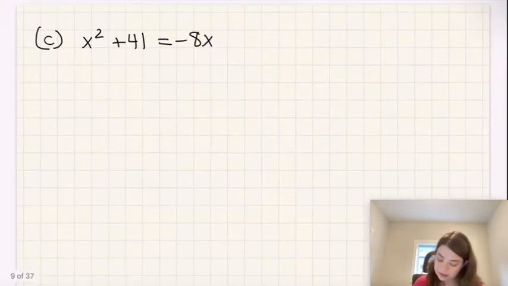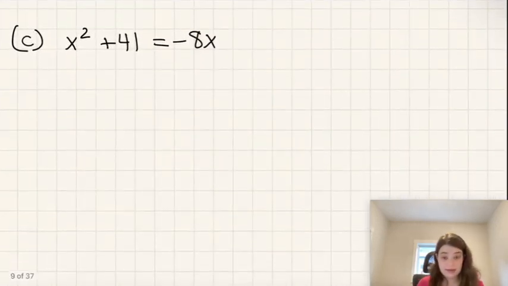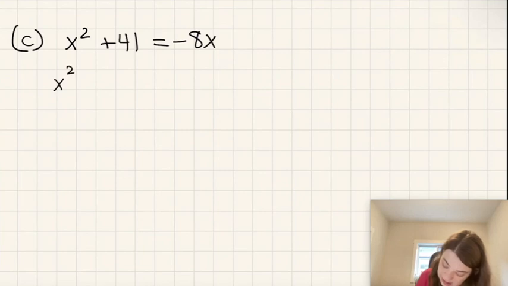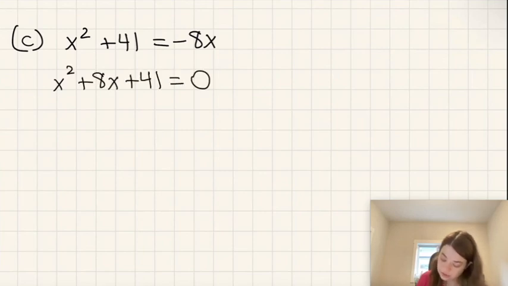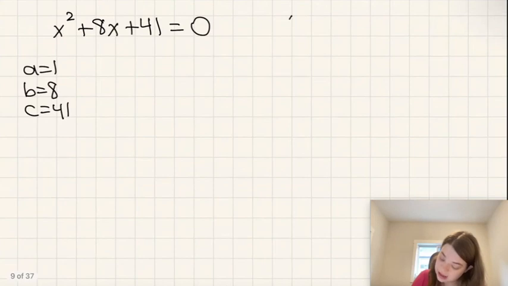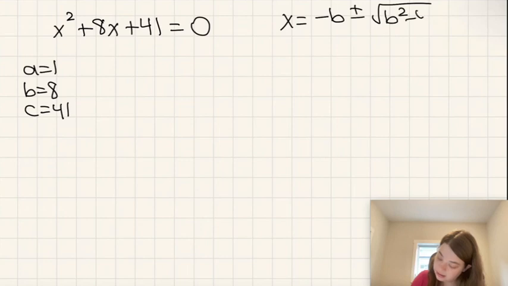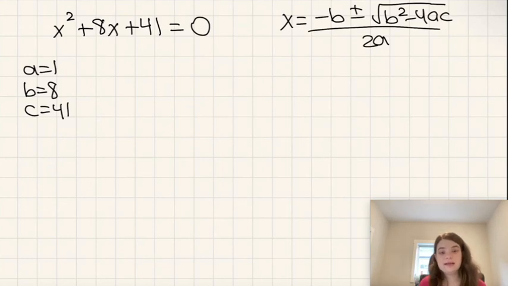All right, let's do one last one here. So same thing as before, I need everything on one side. So I'm going to rewrite this as x squared plus 8x plus 41 is equal to 0. So in this case, a is equal to 1, b is equal to 8, and c is equal to 41. And as always, for reference, I'm just going to write down the quadratic formula here, like that. Okay. And then we're going to sub in our values into that quadratic formula.